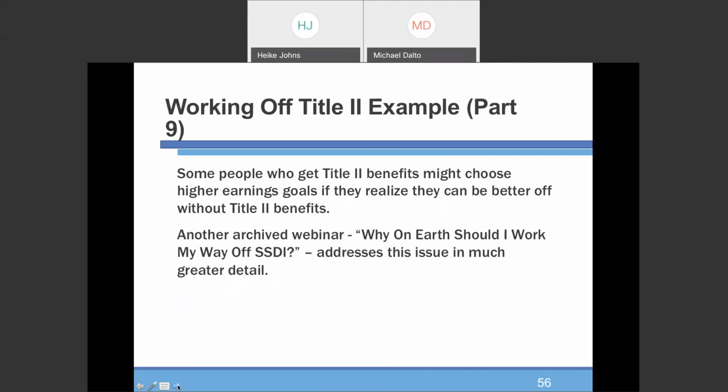Now, some people who get Title II benefits, if they understood that they could be better off working their way off Title II benefits, might select higher earnings goals. They might say, well, I think maybe I'd like to earn more per hour and work full-time because I could have more money even without SSDI. So I think I'm going to shoot for a higher hourly wage. I'm going to look for a better job. You can find a lot more detail about this in another webinar called Why on Earth Should I Work My Way Off SSDI?